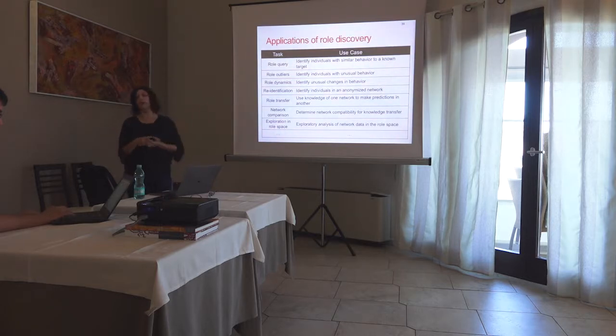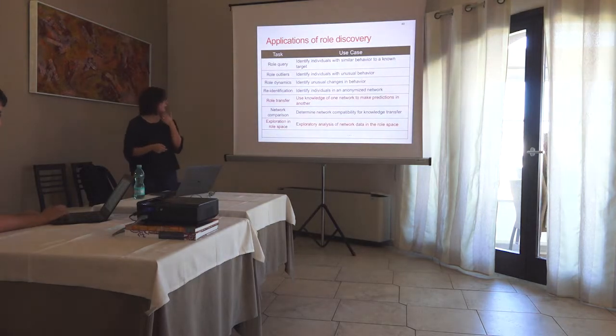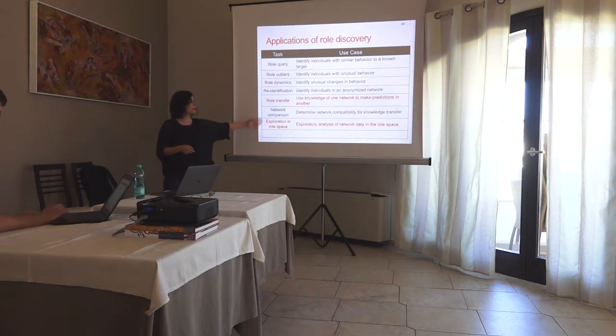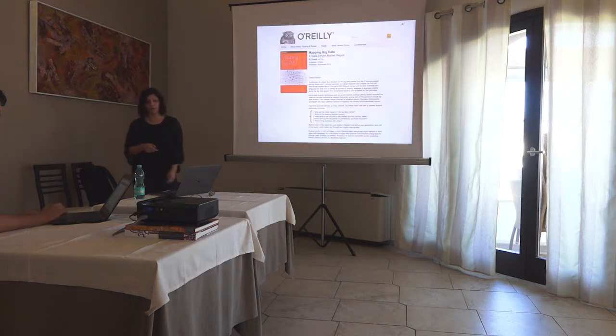For example, we ran this through the famed Enron email data set. We were tracking a person's roles, and when their title changed, their role distribution changed, right? So I can do many, many different things. The two applications that I'm going to talk about are exploration in the role space and role transfer.